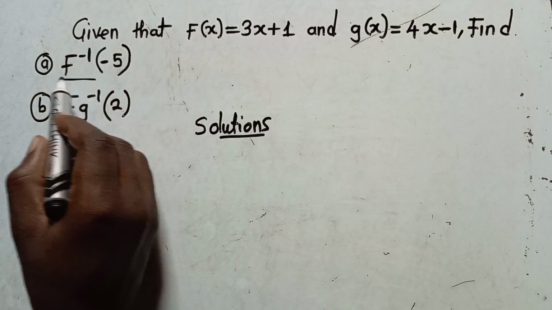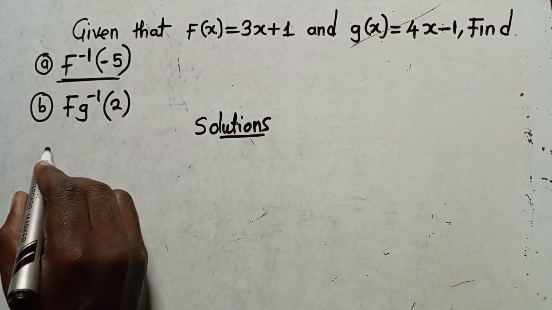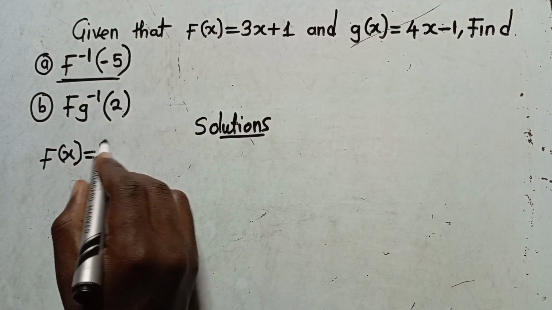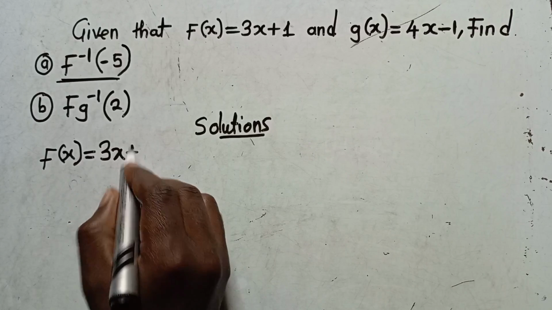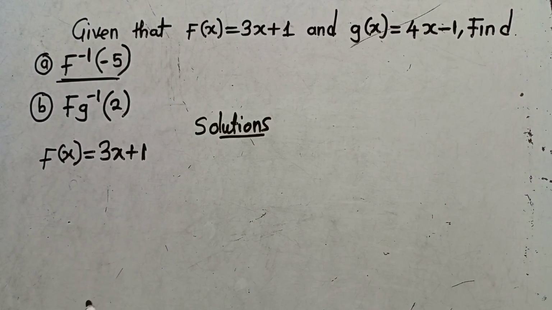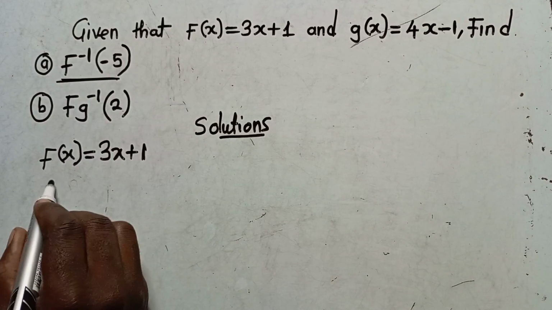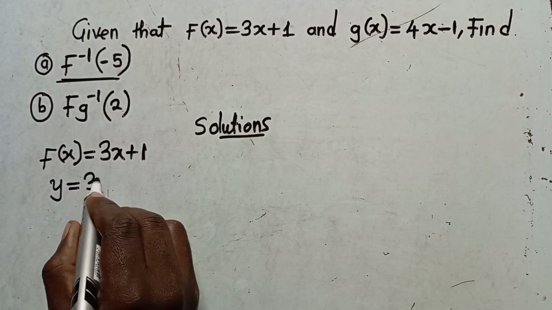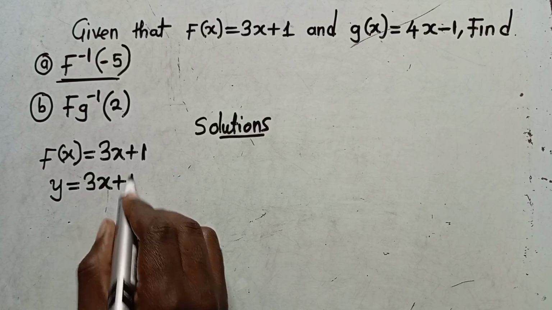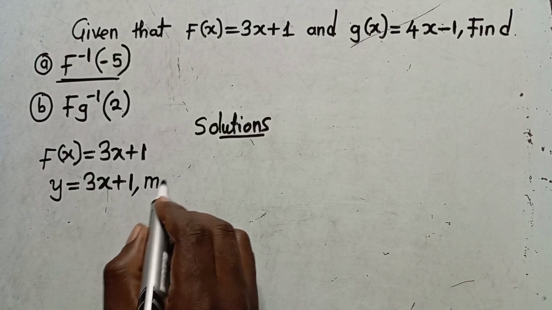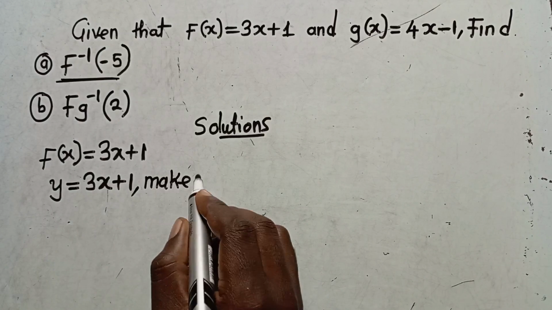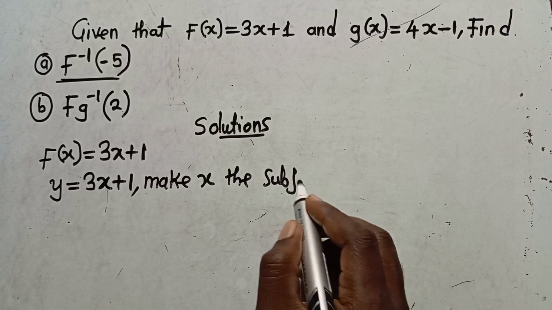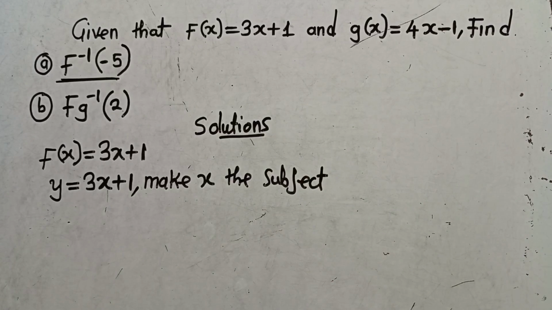So the function we are talking about is f. So meaning I say f of x, the function f of x is equal to what? 3x plus 1. Where there is f of x, you substitute by y. Then you say y is equal to 3x plus 1. From here, you know that you need to make x the subject. So we are making x the what? We make x the subject of the formula. This is what we get to do.